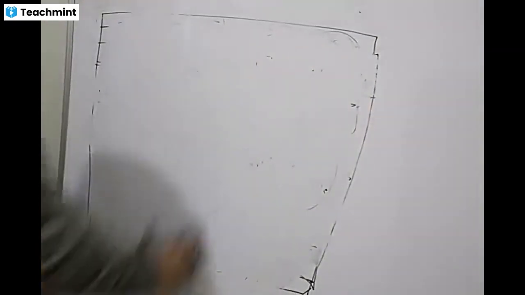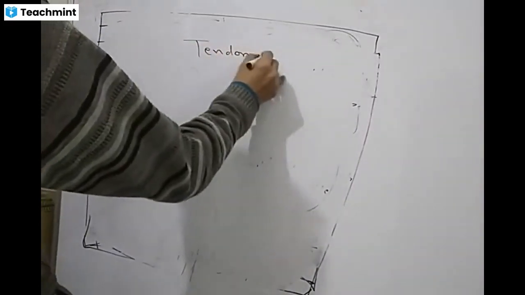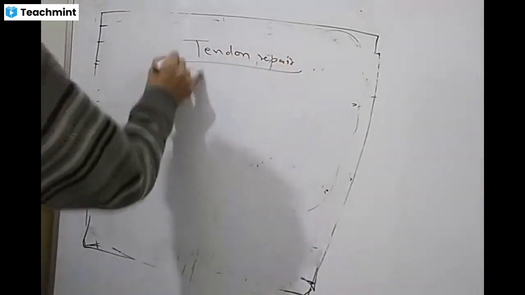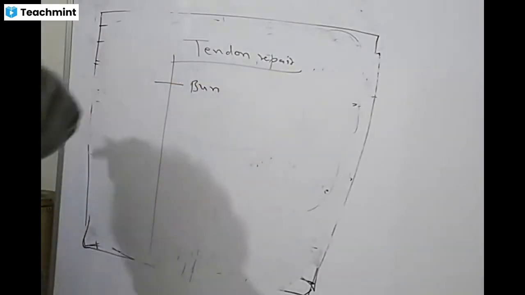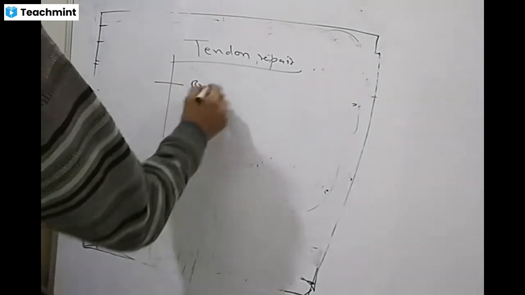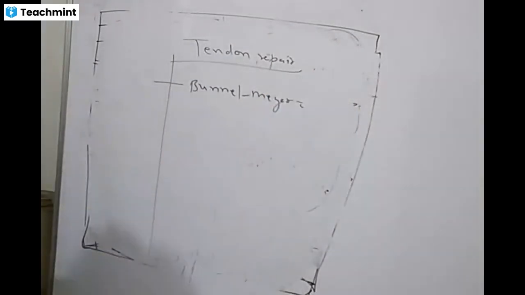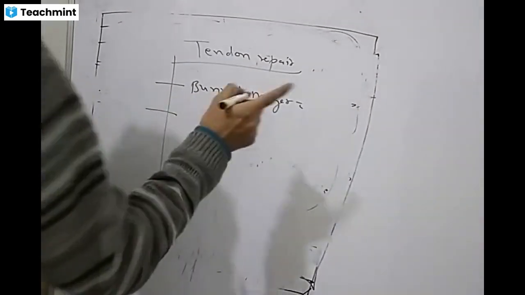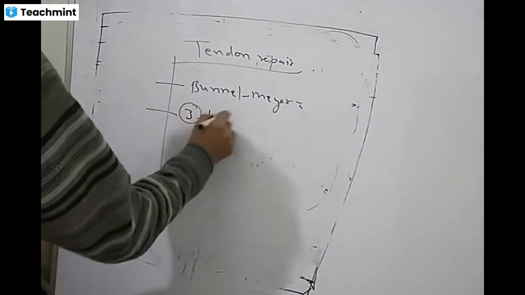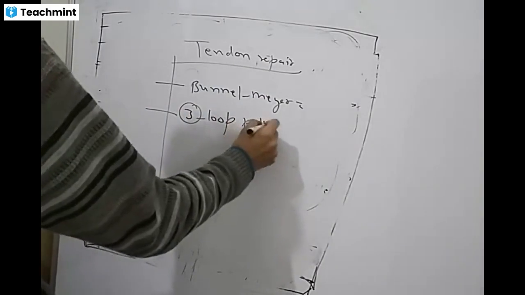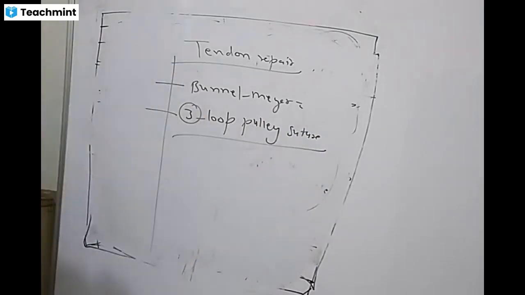The next is suture patterns which are used for tendon repair. Tendon is slow healing tissue. In ICAR 2018, it was asked: Bunnell-Mayer is used for tendon repair. In ICAR 2021 NET exam, the question was: three loop pulley suture pattern is used for tendon repair.